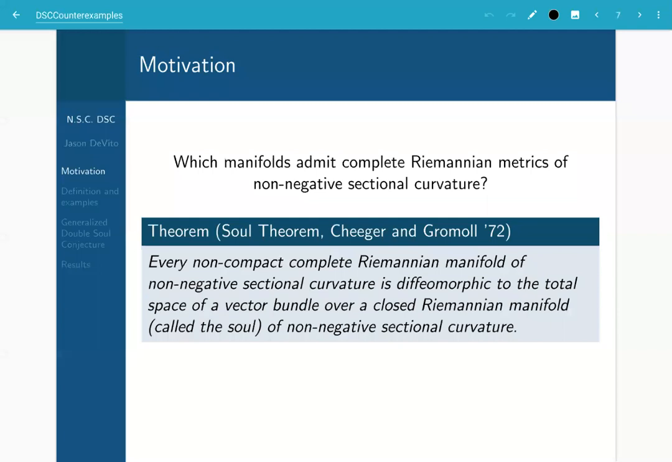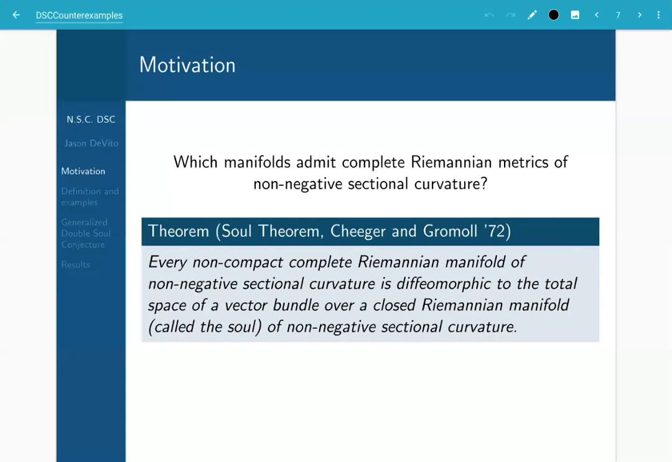And there's more to it, but in some sense, what this theorem is asserting is, if you want to understand the non-compact case, you really have two things to understand: the closed case, and then for a given closed manifold that has a metric of non-negative sectional curvature, classifying which vector bundles over that example have these kinds of metrics. And I should mention that both of those problems are incredibly difficult.